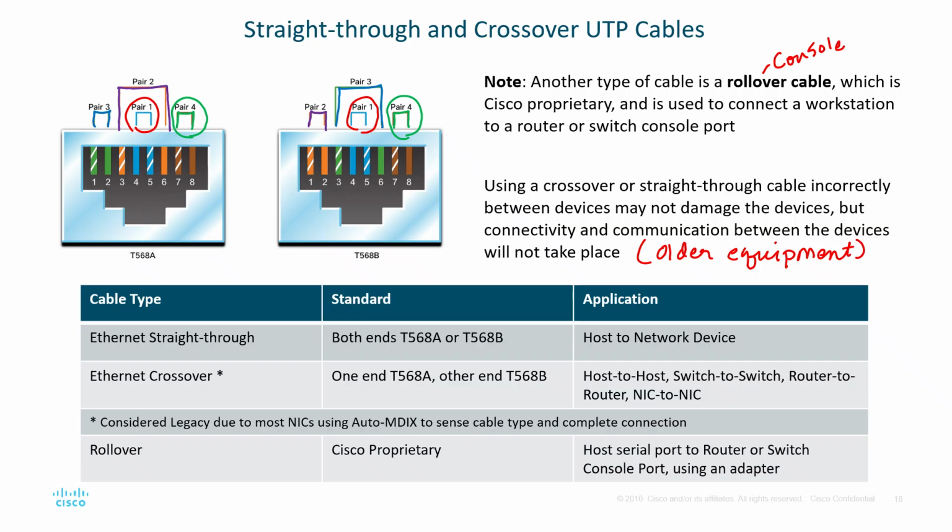Now, your Ethernet straight-through cable has both ends 568A or 568B. So a straight-through means either end has to be both one or the other. You are pinning 1 through 8 on this side, and 1 through 8 on that side, meaning identical.